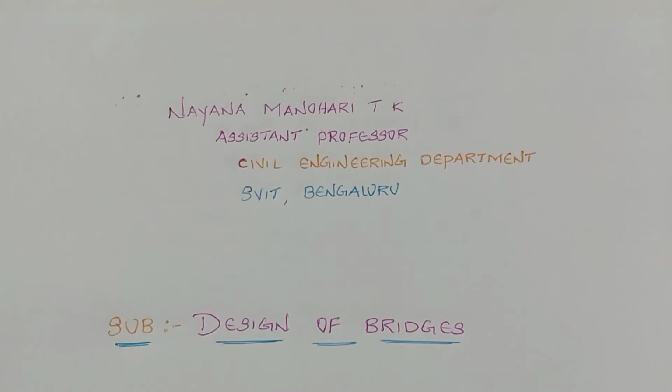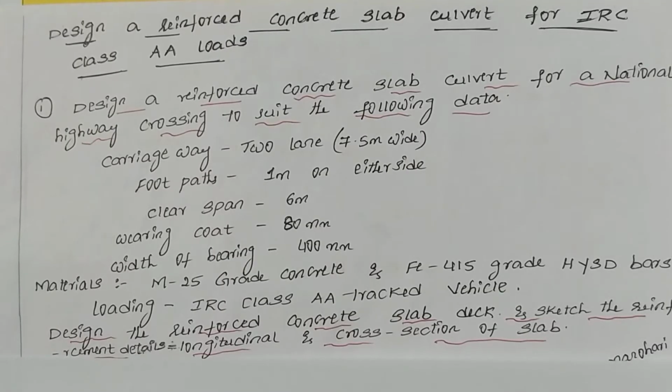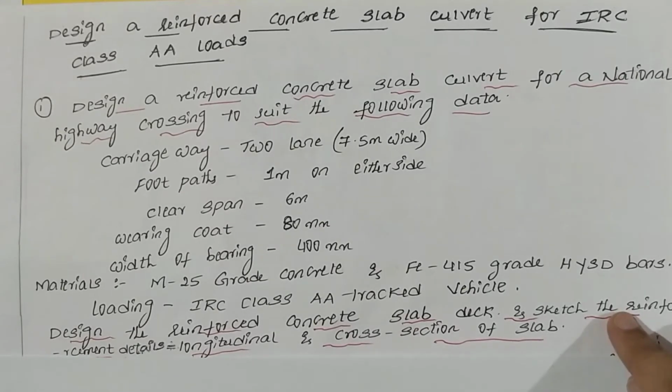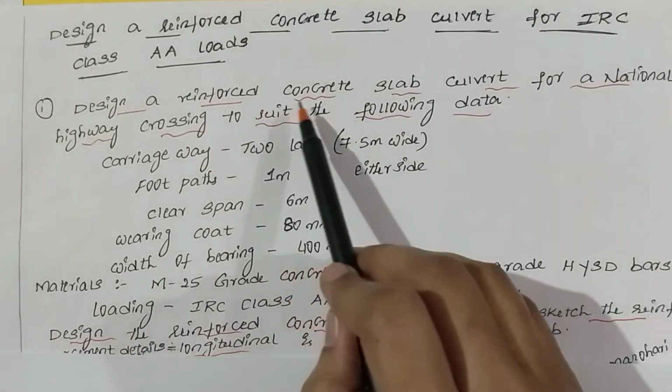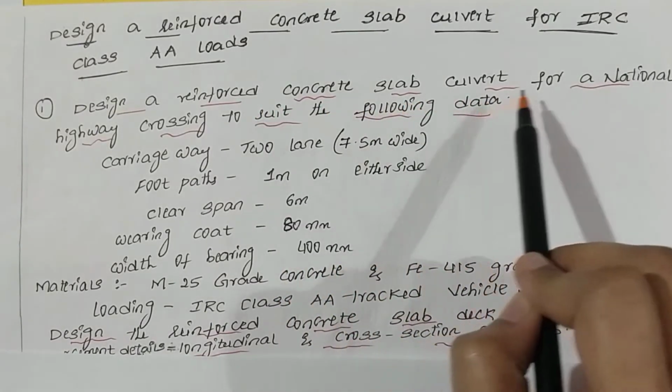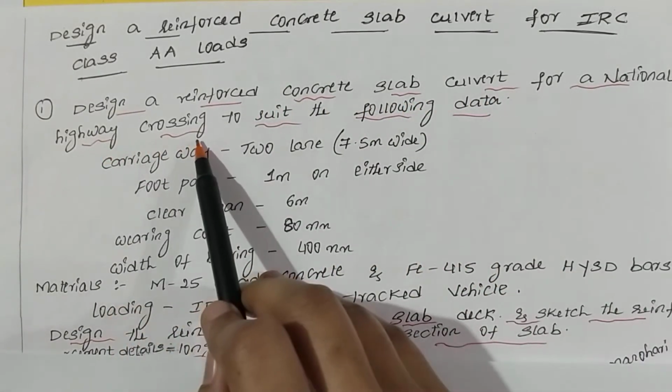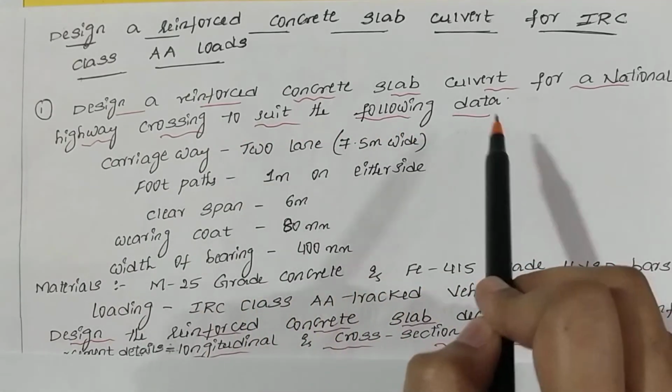Today I'm going to explain the video for the subject Design of Bridges. This is the problem related to straight slab bridge. Design a reinforced concrete slab culvert for a national highway crossing to suit the following data.